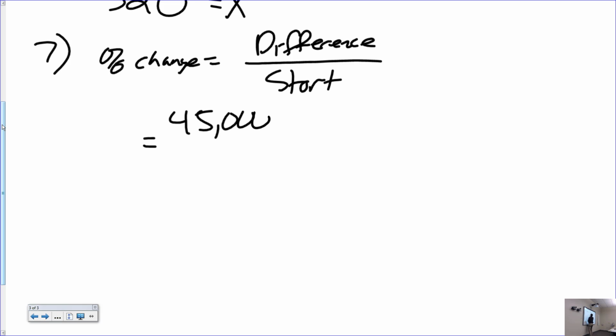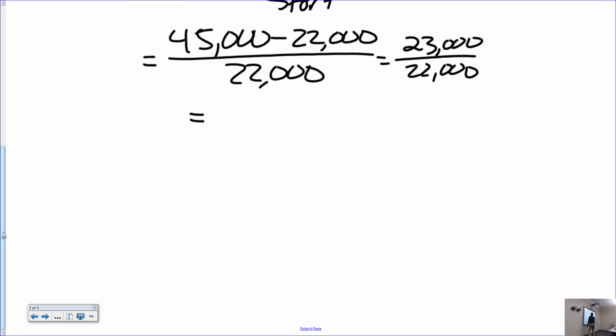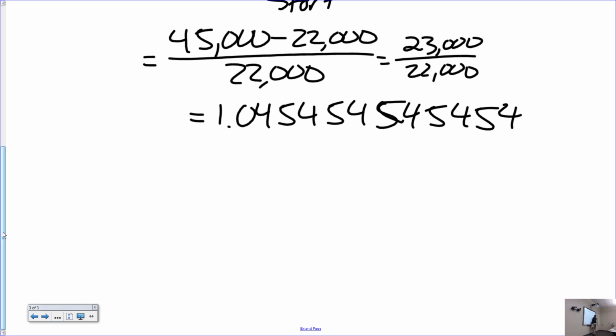So 45,000 minus the 22,000. Where did my salary start at? The 22,000, because it's going up. It went up from 22 to 45. So this is going to be 23,000 over 22,000. And when you punch that into your calculator, you get 1.0454545454545, etc.